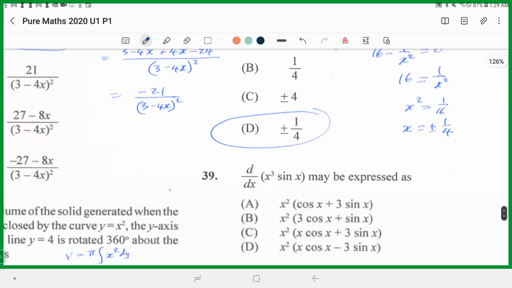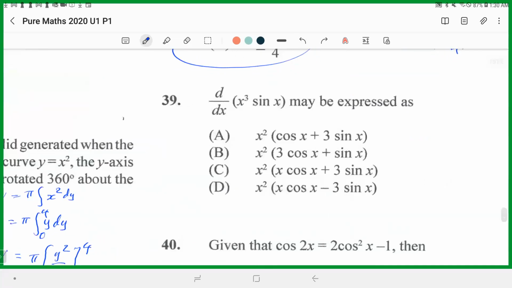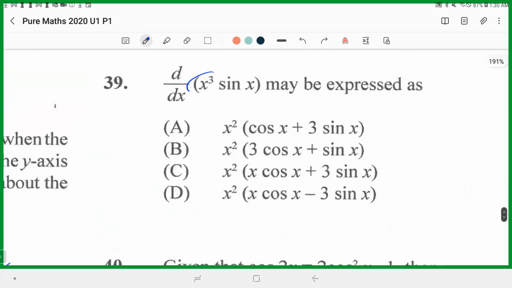Now, no hesitation, 39. You want us to just differentiate that. Product rule. Let's zoom it up. You want to keep the first and differentiate the second. Keep the first, which is x cubed. Differentiate the sin x to get cos x. Plus, keep the second, which is the sin x, and differentiate the first. First is 3x squared times the sin x.